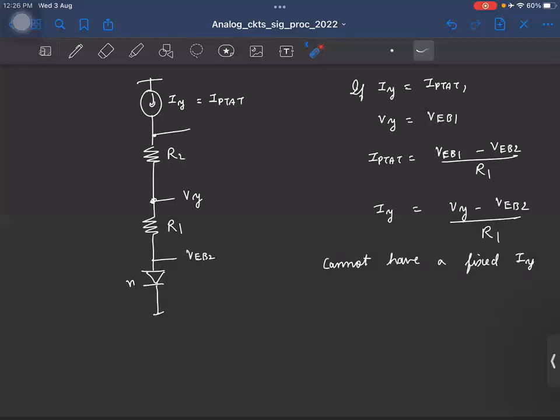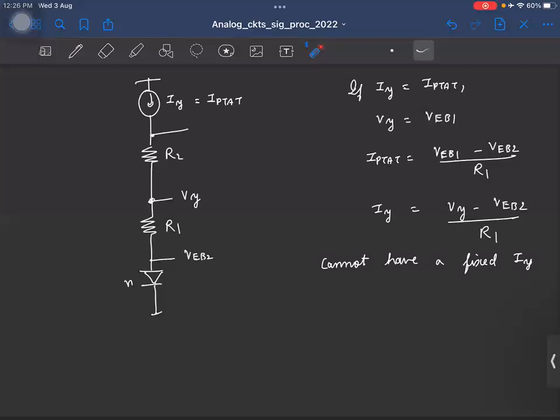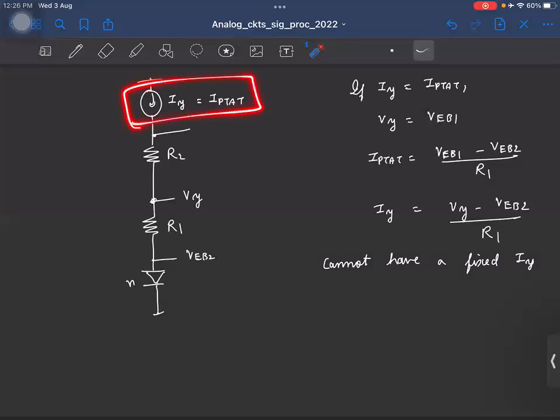I find that this current is not what I want, right? I mean, let's say you're in a lab setup. You connect a current source. But if this current is equal to IPTAT, this voltage Vy will be VEB1. Is that okay? But let us say this voltage is not equal to VEB1. So what would you do then?